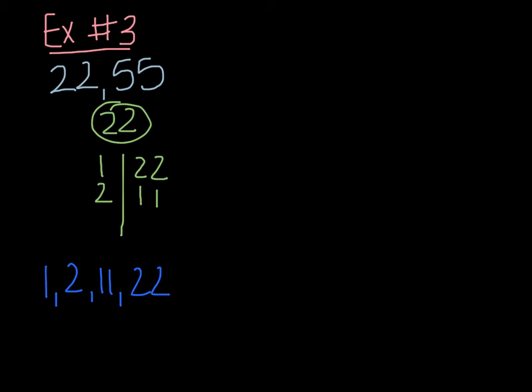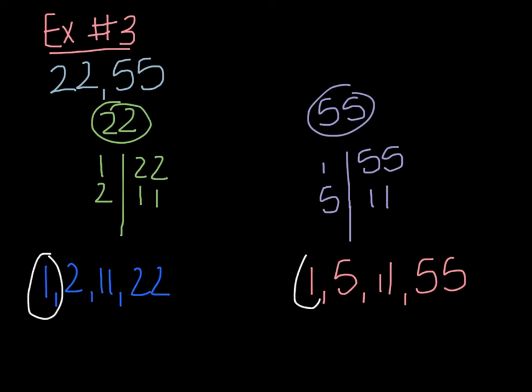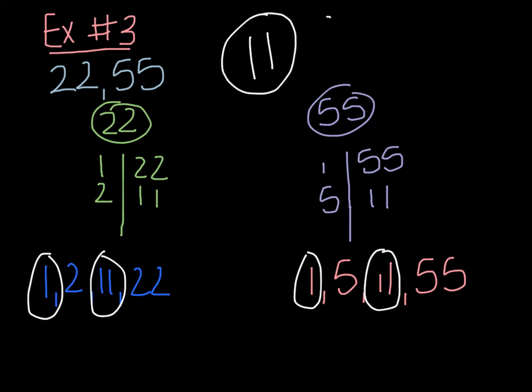Moving on to 55. We have 1 times 55, 5 times 11. So I'm going to write those out. 1, 5, 11, and 55. I'm going to circle the factors that they share. They share 1 and 11. And 11 is the greatest factor that they share. So 11 is the greatest common factor, which we also refer to as the GCF.